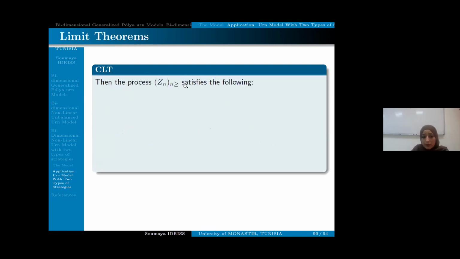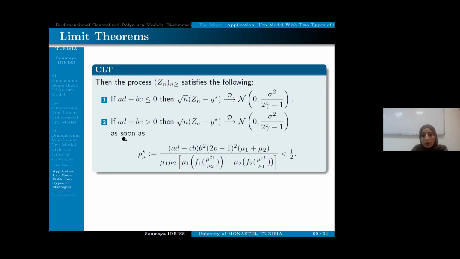Then the process Zn satisfies the following. If this quantity AD minus BC is less than or equal to 0, then we have this limit in distribution. Again, if AD minus BC is greater than 0, then we have this limit in distribution as soon as this whole quantity is less than 1/2.